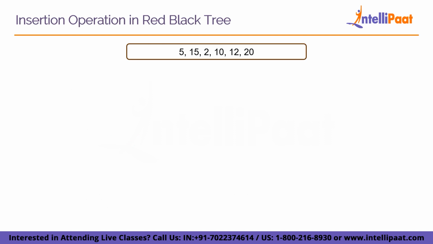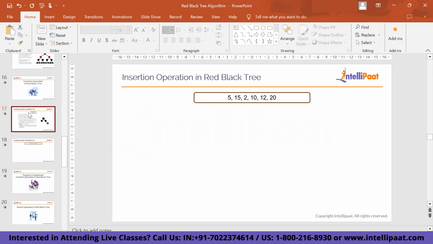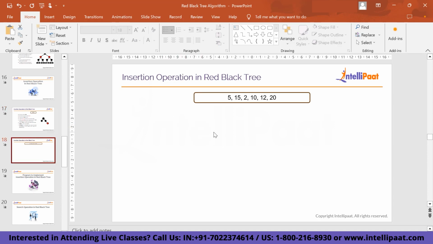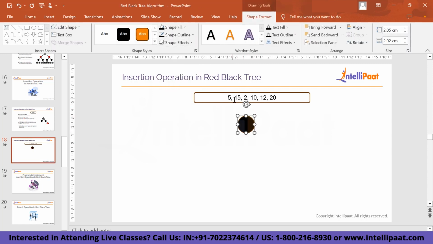Here we have 5, 15, 2, 10, 12 and 20. Let's try to follow the rules and get a balanced red-black tree out of this data. So our rule says that the root node is colored black. So let's start with creating a root node which will be colored black, and this will hold 5 in it because that is our first data.